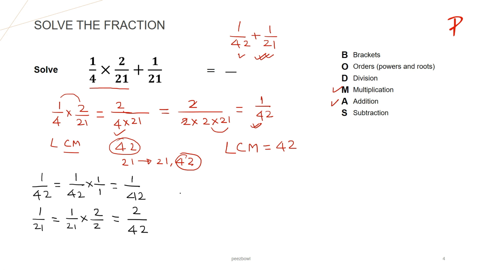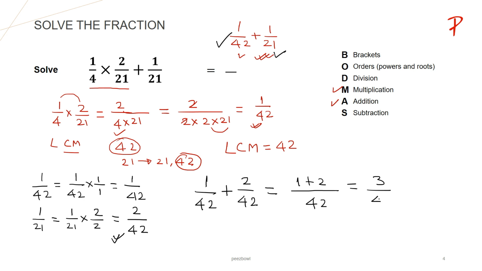Now it becomes very simple to solve this addition. So first we have 1 upon 42. I will write 1 upon 42 as it is, plus for 1 upon 21, I will write 2 upon 42. Here we have 2 upon 42. Now this is very simple. At the denominator's place, we have 42. And at the numerator's place, I have 1 plus 2, right? So that is 3 upon 42.